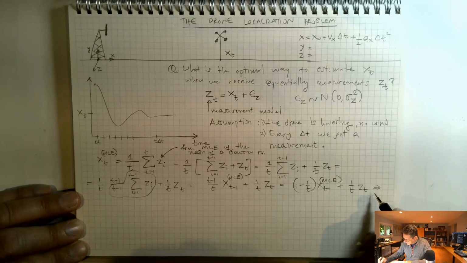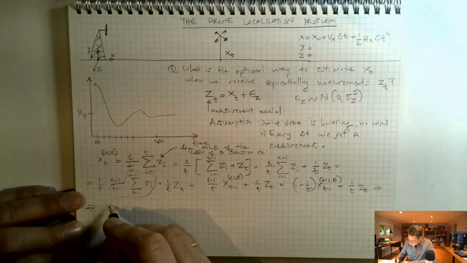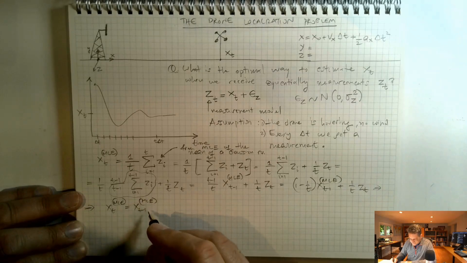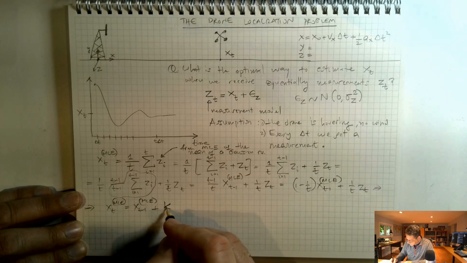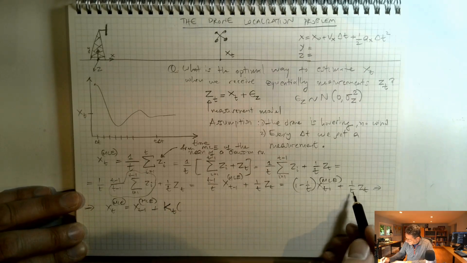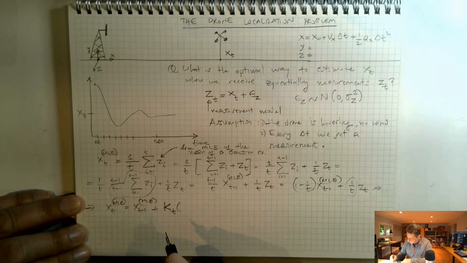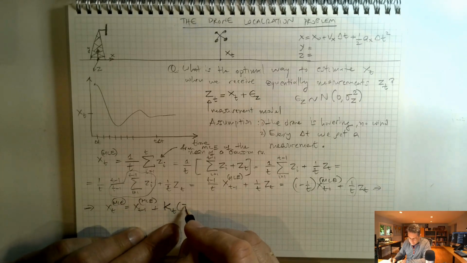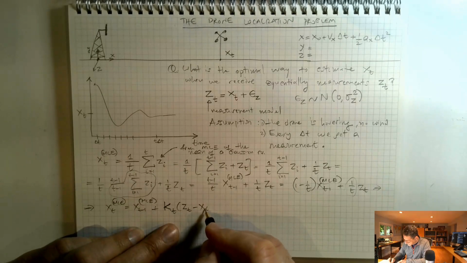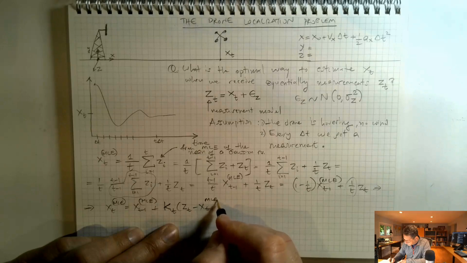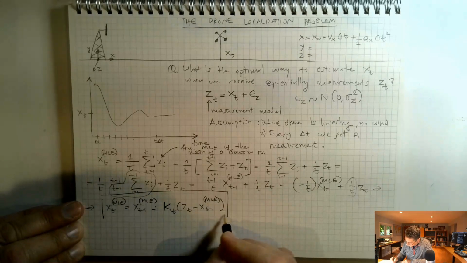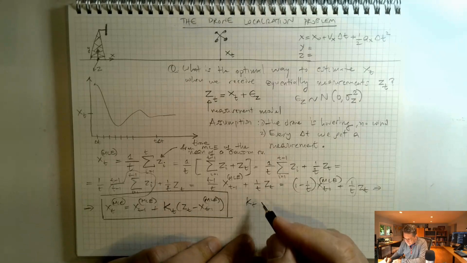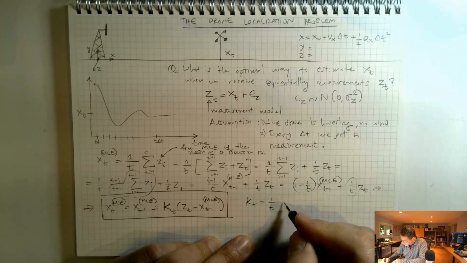And therefore, I'm going to write the final form of this, which is xt MLE equals xt minus 1 MLE plus this factor capital KT times ZT minus xt minus 1 MLE, where capital KT I will call later the so-called Kalman gain.